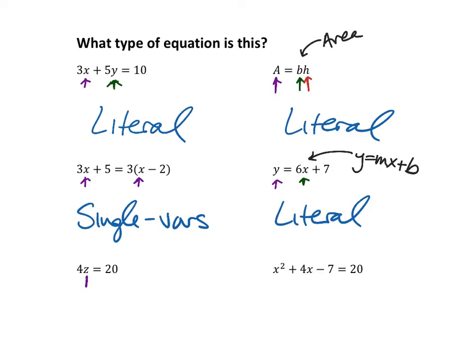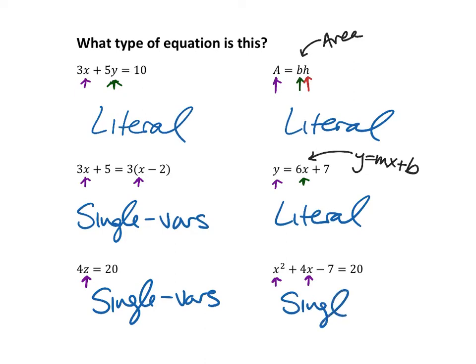The z equal to 20 only has one type of letter, so since it only has one type of letter, it is a single variable equation. Single variable equations can be solved for a number, for a solution. And on the last one, even though x is squared, there are only x's used in this equation. That makes it a single variable equation.